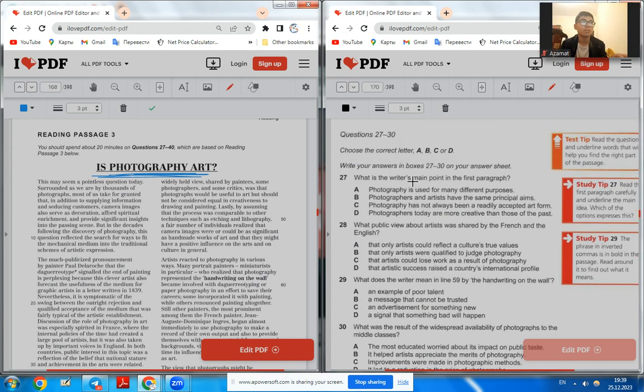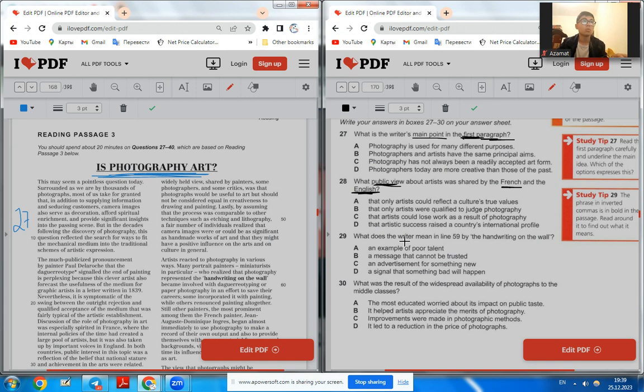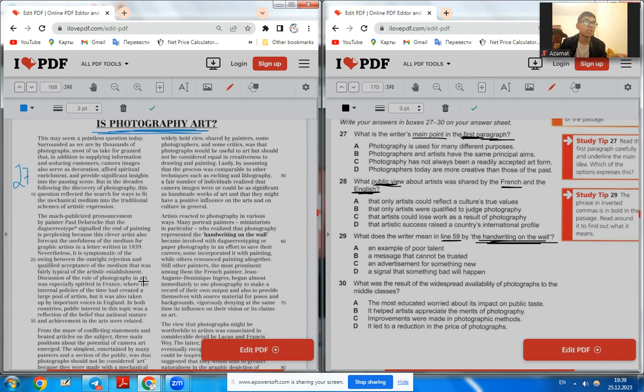What is the writer's main point in the first paragraph? I'm going to write 27 here, because after reading this paragraph I will immediately go to question number 27. What public view about artists was shared by the French and the English? What did the writer mean in line 59 by the handwriting on the wall? So I'm going to go to line 59. Here it is, and I'm going to write 29 here.